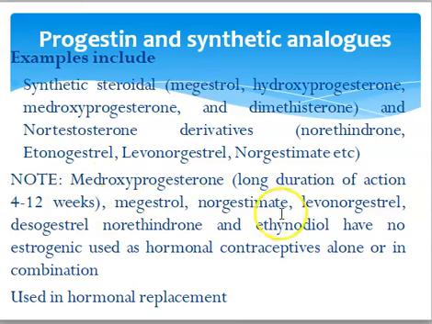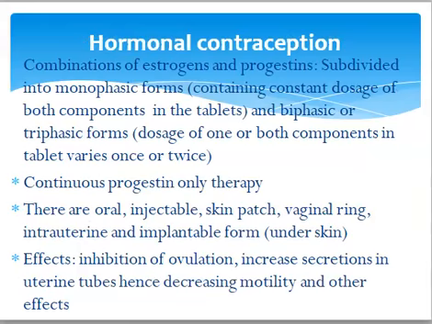Megestrol, norgestimate, all these have no estrogenic effects, and they are used in contraception, as we're going to see in the following slides. The uses are hormonal contraception either alone or in combination with estrogens, and also they are used in hormonal replacement therapy. In case ladies can't produce these hormones in order to have the secondary sex characteristics, you can use them. Now, let us briefly look at hormonal contraception.